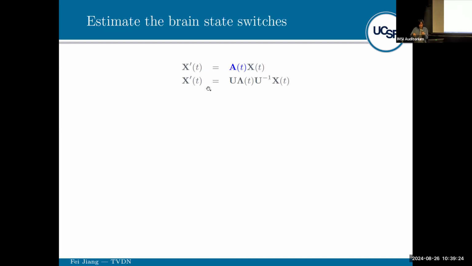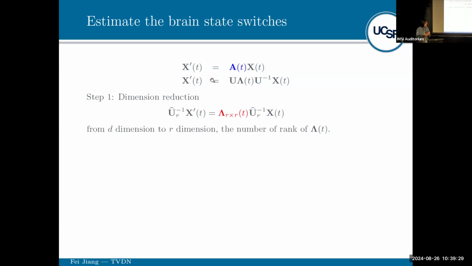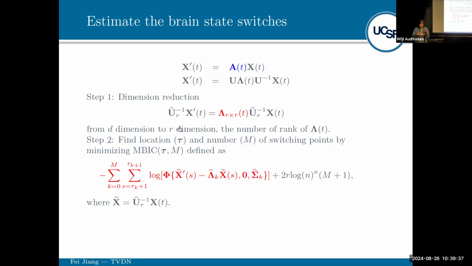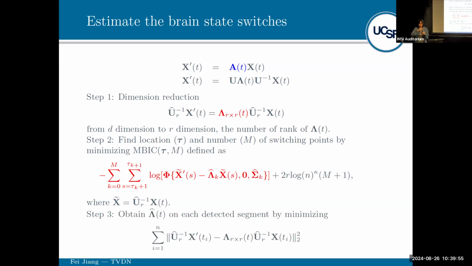Also, if you take a look at this A matrix, you can decompose this into U lambda U inverse. We can easily do dimension reduction, reducing the dimension from the 68 regions of interest to R. Then we do the change point detection by minimizing this modified BIC. Essentially, the first component is just a negative log likelihood, and the second component penalizes how many brain state switches we have over time. Finally, once you have all the switches and the stationary pieces, you can estimate the lambda matrix by simply minimizing the mean square errors.